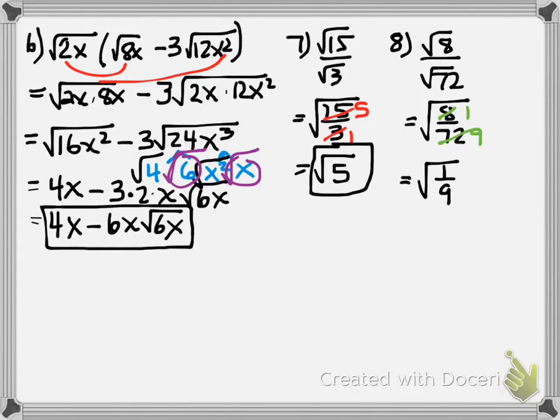What kind of numbers do we have now? Perfect squares. So this is going to be a piece of cake. Square root of 1 is 1. Square root of 9 is 3. And there we're done. Okay. All right, let's complicate it more because we love to do that.